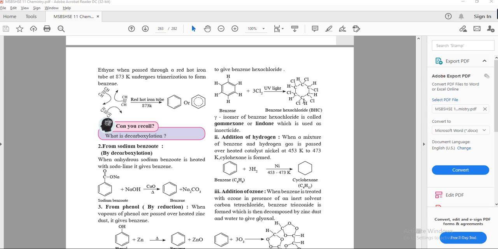So we balance the reaction by multiplying Cl2 by 3, and this reaction is balanced, and 6 chlorine atoms are added on 6 carbon atoms. The compound which is formed is called benzene hexachloride, BHC, and what is it? Insecticide. This compound is an insecticide, and the reaction is also called the gammexane reaction.